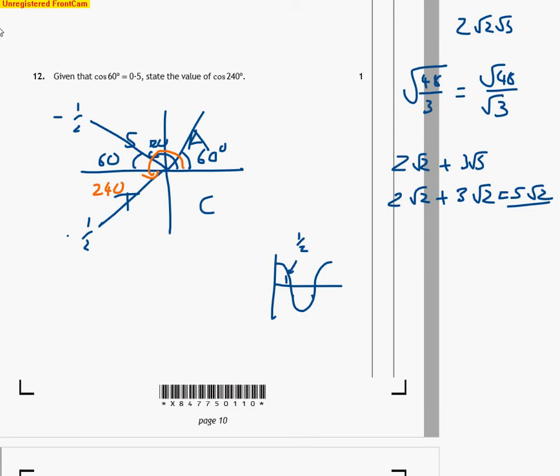If we were to go into the fourth quadrant, we're doing 360 minus 60. So that would give us 300. So again, if we go all the way around, that would give us 300. At 300, we're still getting 1/2, but this time it is positive because we're in the fourth quadrant. Okay, so the answer to this one simply is just minus 1/2. Yeah, still 1/2, but it's minus because of that quadrant.